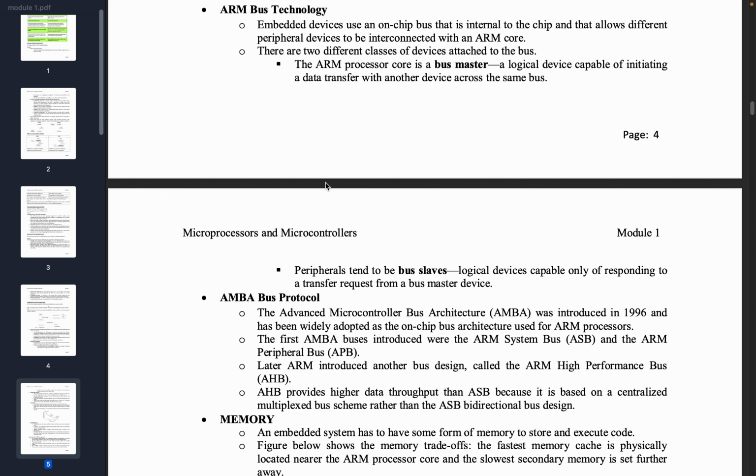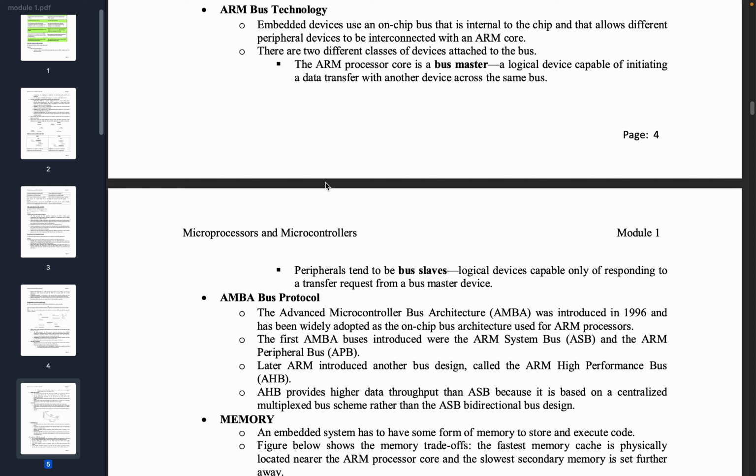The AMBA bus protocol means Advanced Microcontroller Bus Architecture, which was introduced in 1996 and has been widely adopted as the on-chip architecture used by ARM processors. The first AMBA buses were the ARM System Bus (ASB) and the ARM Peripheral Bus (APB). Later, ARM introduced another bus design called the ARM High Performance Bus, which we call AHB.